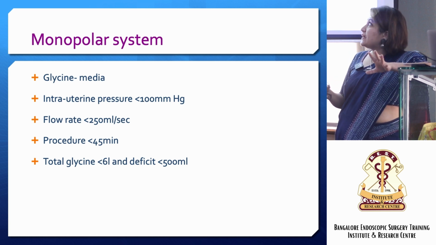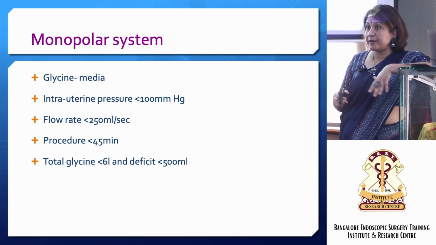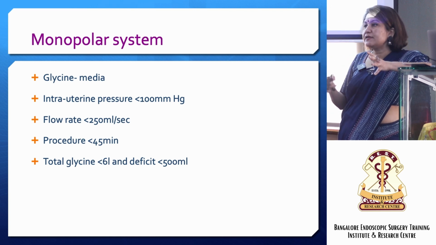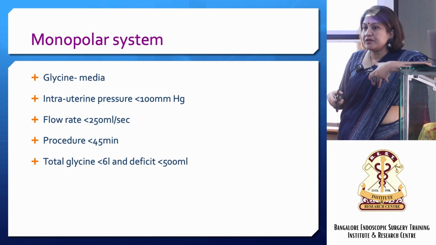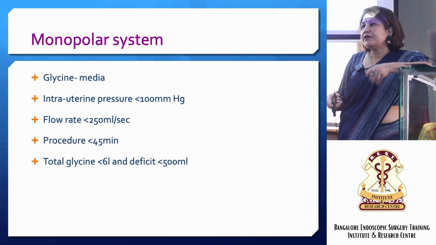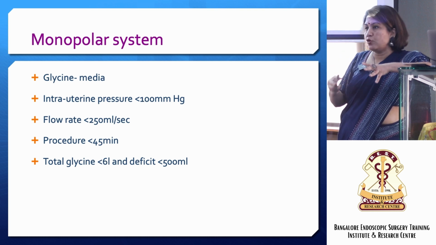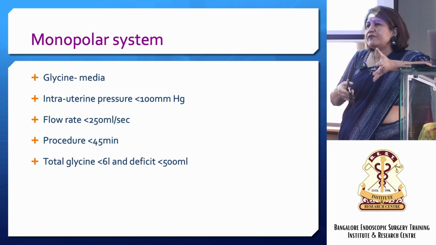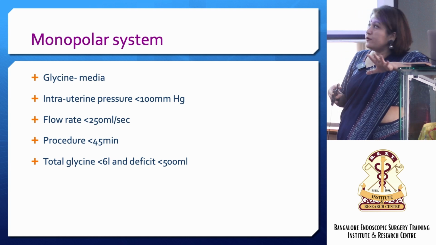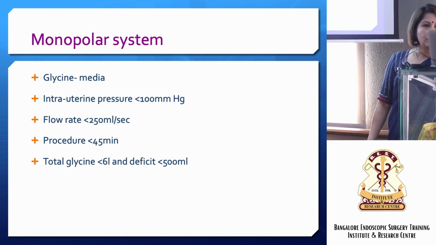So monopolar system needs glycine, and because the complication of glycine is high and can be quite serious, we need to make sure that we don't give unnecessarily very high pressure, because naturally when you're operating, you want to finish fast and you want a good vision. You keep telling the technician to increase the pressure, but we need to be aware that as much as possible we try not to go more than 100 millimeter. Obviously we don't always have a pressure gauge, so at least try not to overdo it, just enough for you to have a good visualization. And the procedure nowadays you should finish by 1 hour, so I'll go through that later.